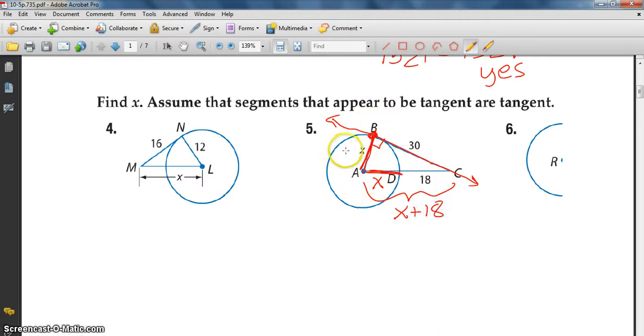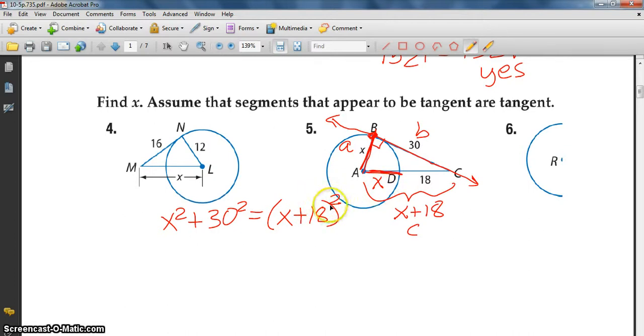And we use the Pythagorean theorem, where this is my A, this is my B, and this is my C. So x squared plus 30 squared is equal to the quantity of x plus 18 squared. Now, remember from algebra, when you square a binomial, you have to write out x plus 18 twice. And you use distribution, or what I like to call FOIL, first, outer, inner, last. On the left, we would get x squared plus 900.